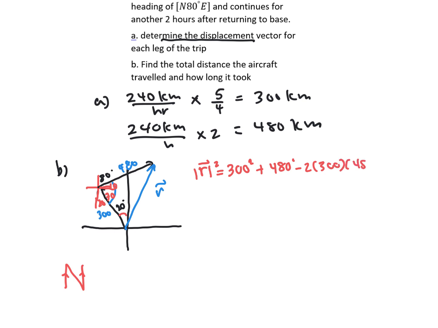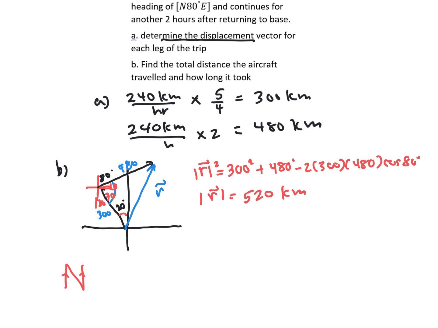And then we know that the angle in between them is 80 degrees. And so we'll do that calculation on our calculator, and that works out to be 520 kilometers. So that's our resultant magnitude, the distance traveled. And then we would want to find the angle.